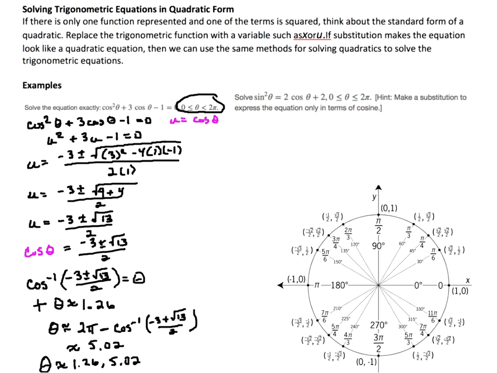So theta is approximately, we've got two solutions between 0 and 2 pi: 1.26 and 5.02. Those are our two solutions for theta that live in the domain between 0 and 2 pi. You all right with that, Ken? That one was a little tricky because of the error that you get when you try to take the arc cosine of (-3 minus the square root of 13) over 2, but there is another solution that you have to find. So is that clear?